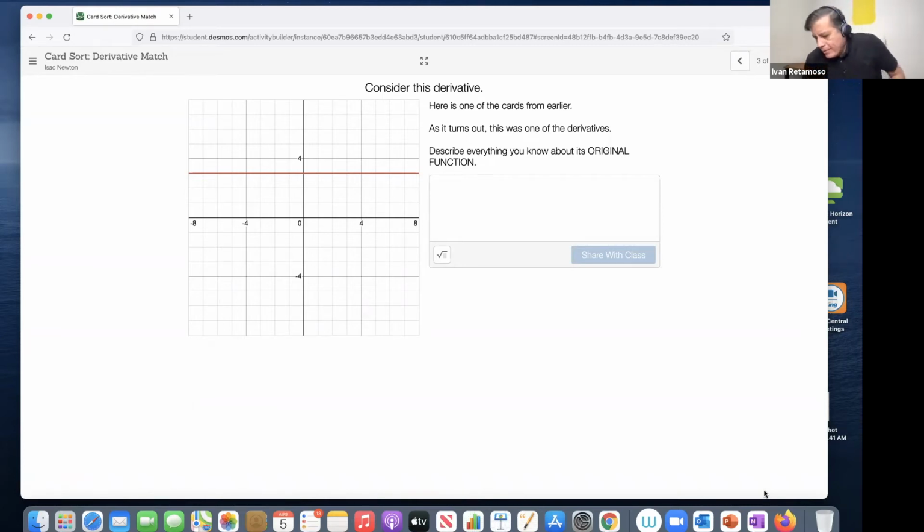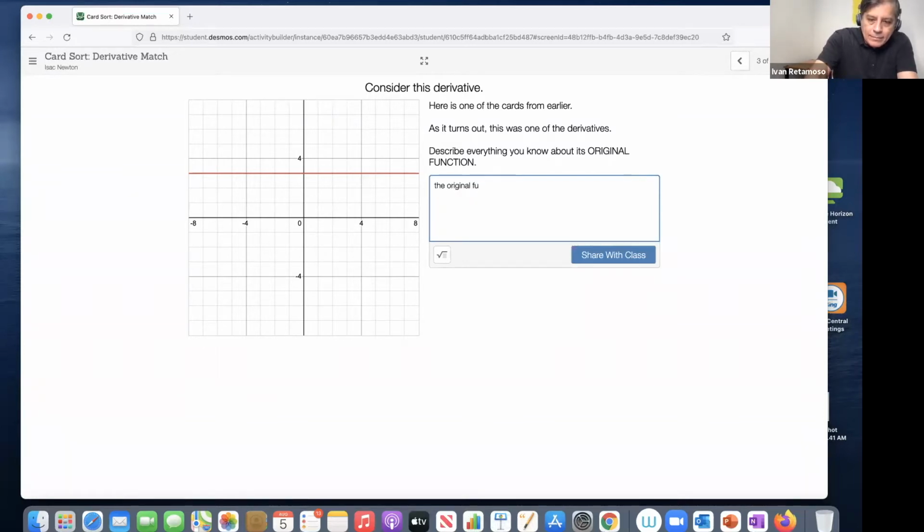And the idea is to try to go backwards. Remember, we showed that when we differentiate a parabola, as a result, we get an oblique line, right? And then I showed, remember, when you take an oblique line and you take the derivative, you get a constant function, right? So what can we say about the original function of this? Should it be a parabola? Should it be a line? It's a line. Adriana, yeah, very good. It is a line. Describe everything you know about its original function. The original function is a line.